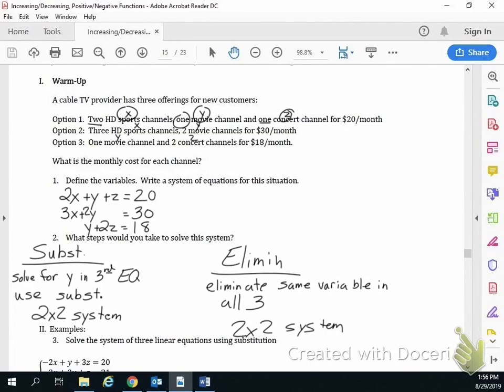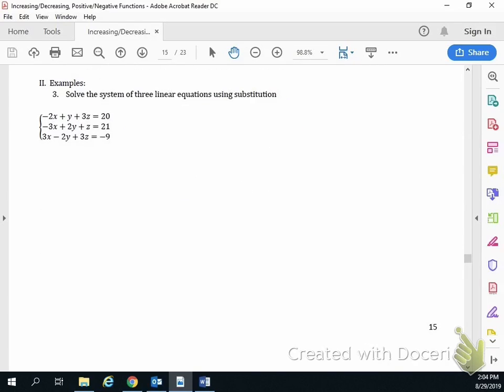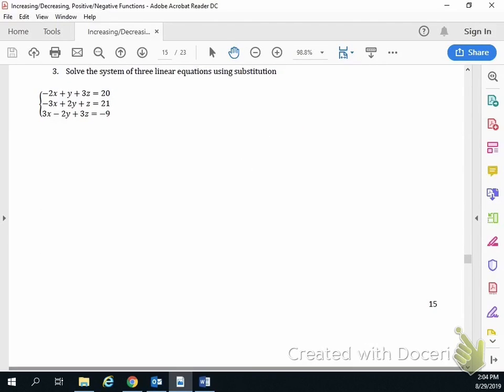So the first one we're going to tackle is substitution. As we're going through this, do your best to stick with me. This is probably going to be one of the more complicated problems we will see. Alright, so stay strong here.